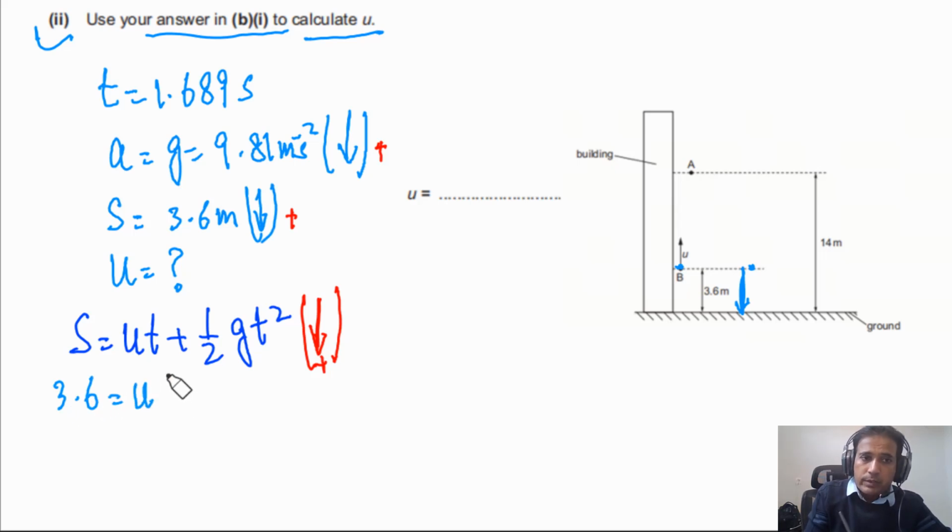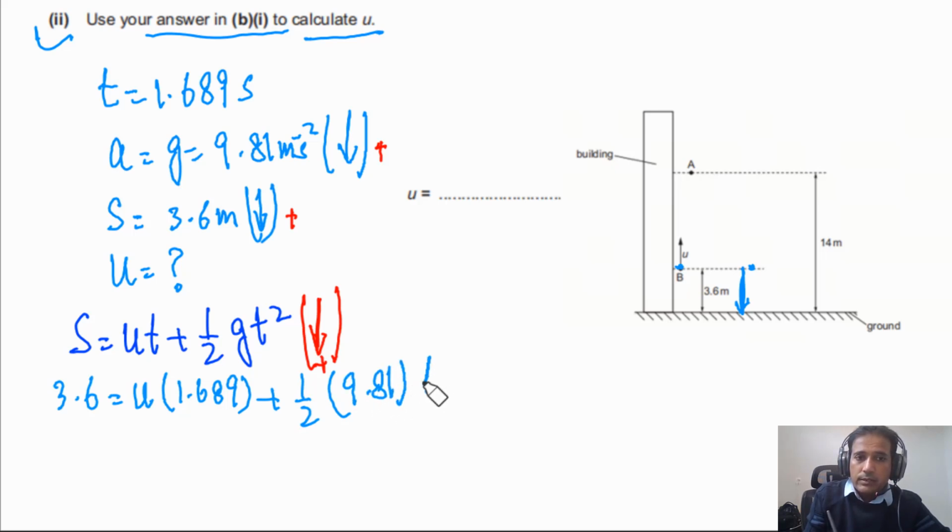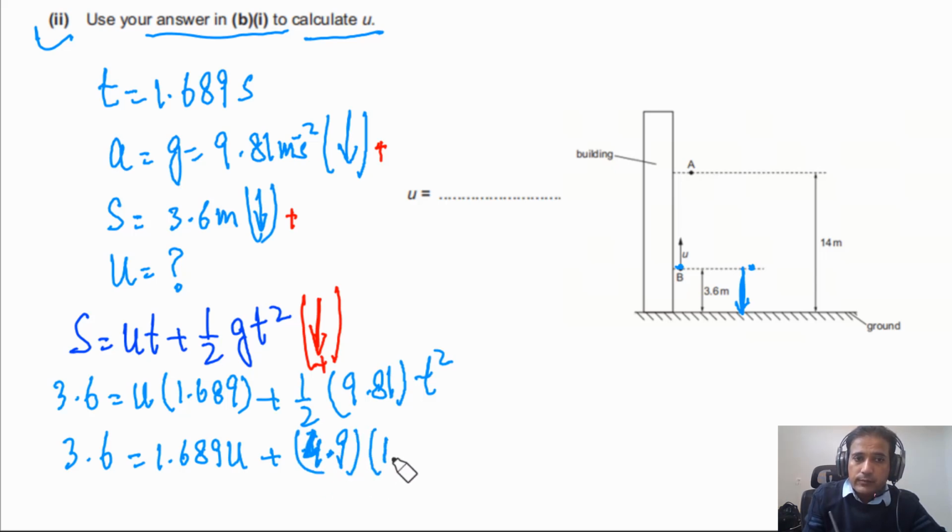U we don't know, but we have the value of time, that is 1.689, so here we have 1/2. G is equal to 9.81, and this is positive 9.81, and here we have t square. Now simply we can write down this is 3.6, so here we have 1.689 times u, plus we have 4.9, so we can simplify. So this is 4.9, means 9.81 divided by 2, so we can take this is 4.9, and the value of t is 1.689 square.